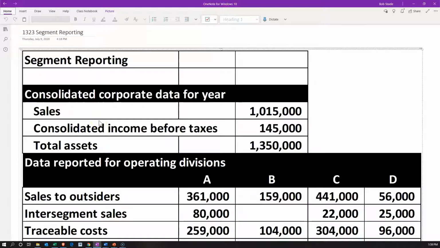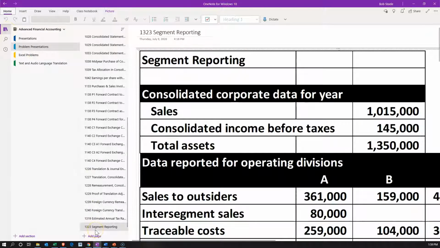Here we are in OneNote. If you would like to follow along in OneNote and you have access to it, you don't have to because it's not required, but if you have access and you would like to follow along, we're going to be on the 1323 section. That's going to be the segment reporting. It's in the problem presentations.